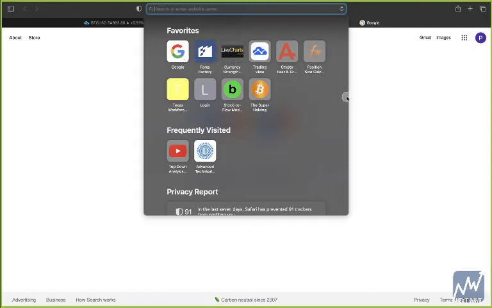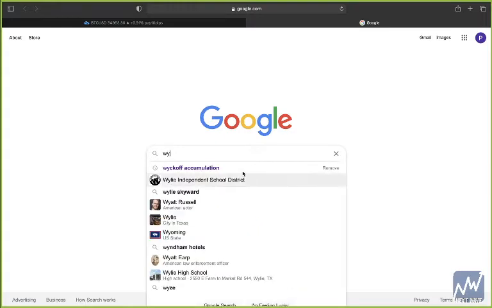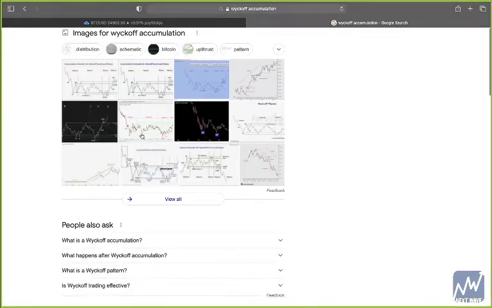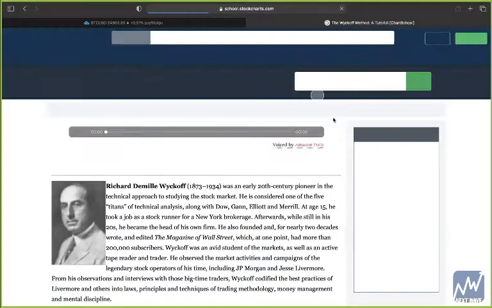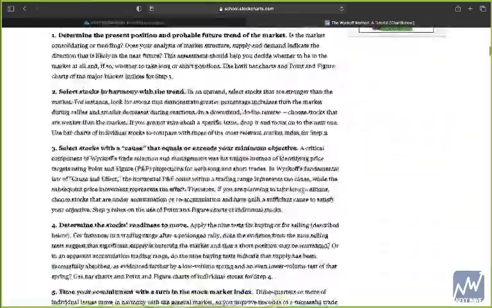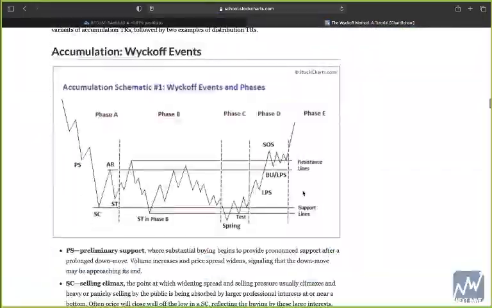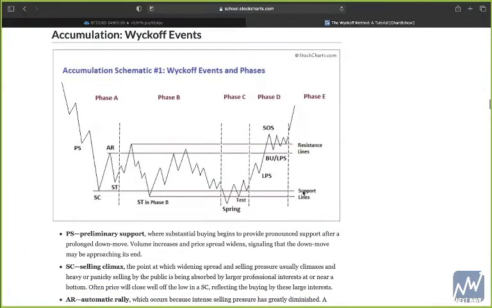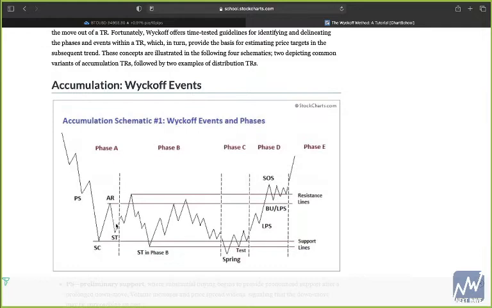Let's go to Google, and I can type in Wyckoff's accumulation, and let's go to this nice website right here that I advise everyone to go check out. You can read up on this method. But basically, it's how the big boys position themselves. And here is what they do, pretty much.